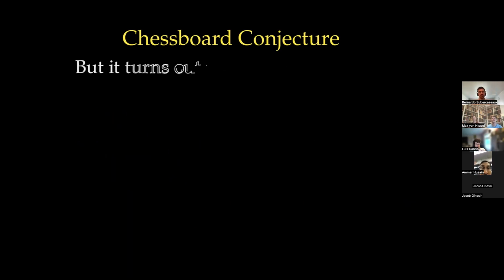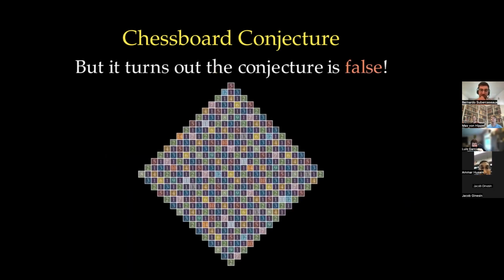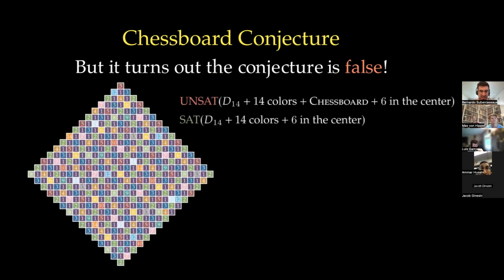But it turns out that the conjecture is actually false. And we found the smallest counterexample after we were done with the main result. And this is the smallest counterexample. So it is over D14. If you think of anything smaller than radius 14, the chessboard conjecture always holds, meaning that whenever there is a solution, you can assume the chessboard pattern. But for 14, you actually cannot.